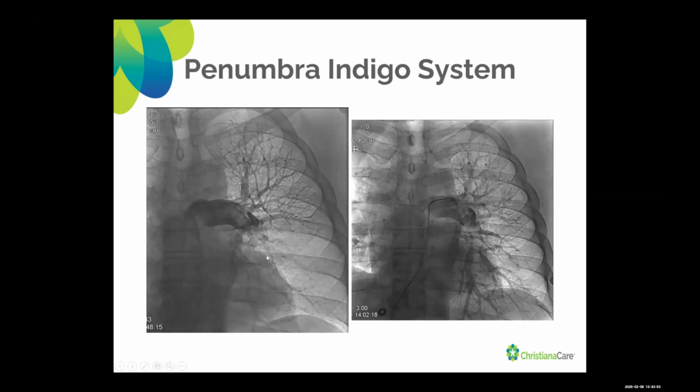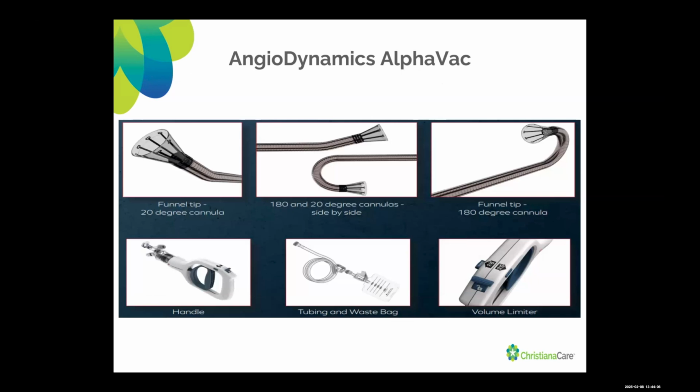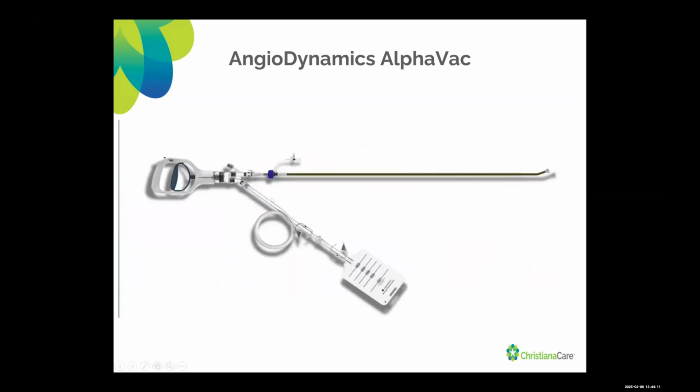This is another procedure where we see no blood flow in the bottom of the left lung. And here we see after, not all the clot's gone, but definitely reperfusion. This is the AlphaVac device, again, a 22 French device. Comes in all kinds of configurations and systems for mitigating blood loss. This is how it looks when it's all functioning and assembled.